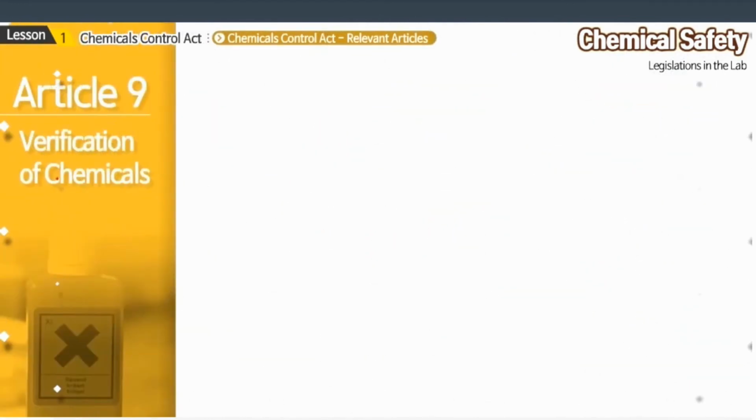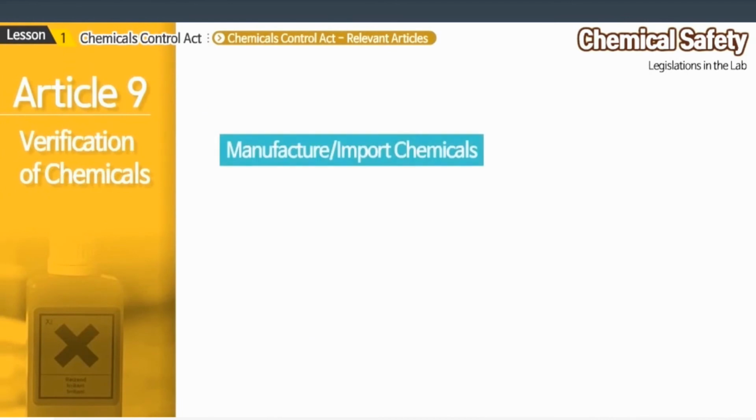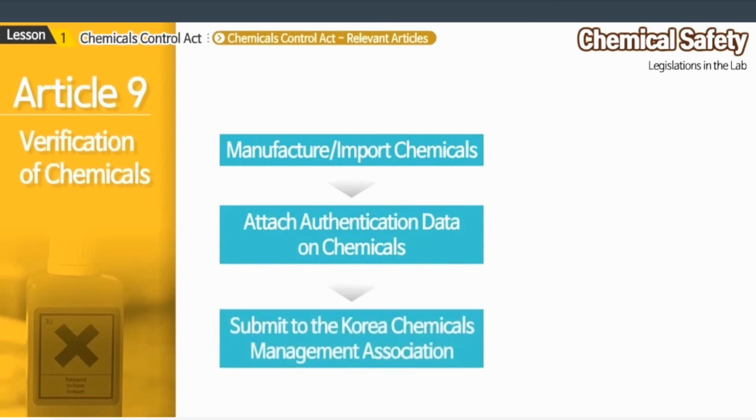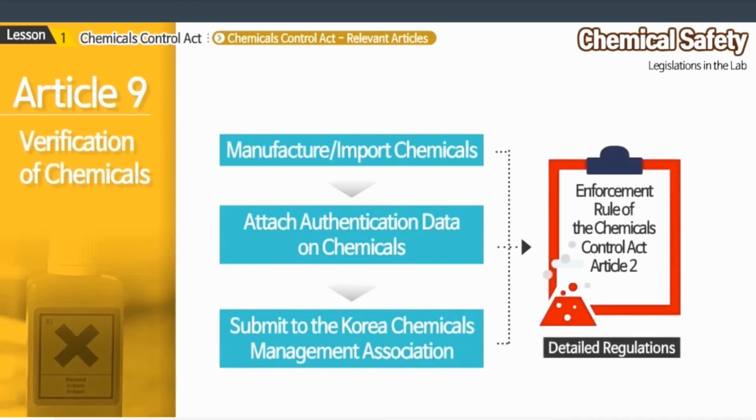First, under Article 9, Verification of Chemicals. If your laboratory manufactures or imports chemicals, you must submit data that can authenticate the manufactured or imported substance to the Korea Chemicals Management Association. Detailed regulations are stipulated under Article 2 of the Enforcement Rule of the Chemicals Control Act.